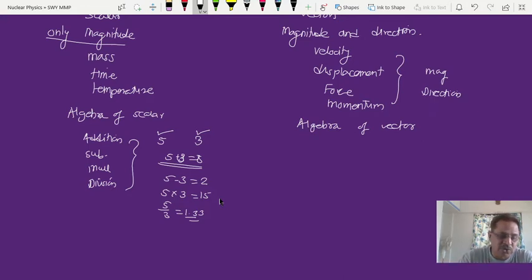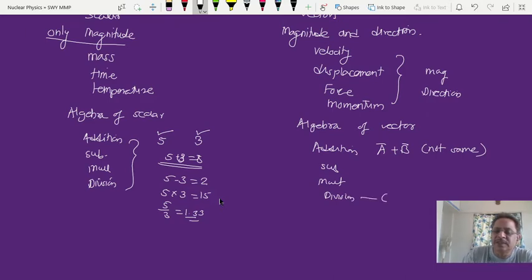That also can be shown by this example. But here the addition of vector A and vector B is not the same for all. It depends upon other parameters. That's why for addition, subtraction, multiplication and division, actually division is not defined here. So division of vectors is not defined. It is well defined in scalars, but in vectors division is not defined.